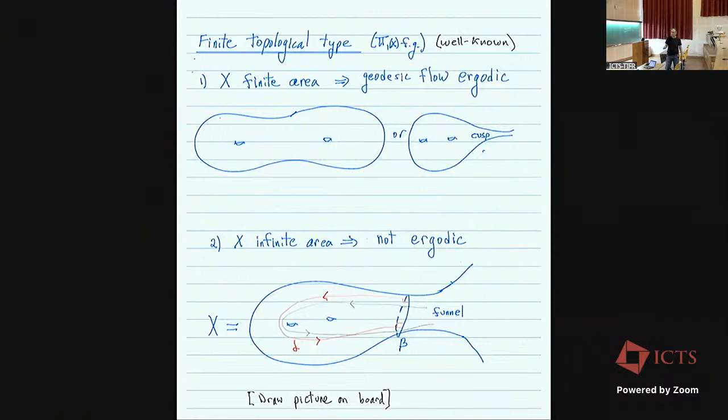And in fact, we're going to do a little exercise right now to do this computation to show that the geodesic flow is not ergodic.